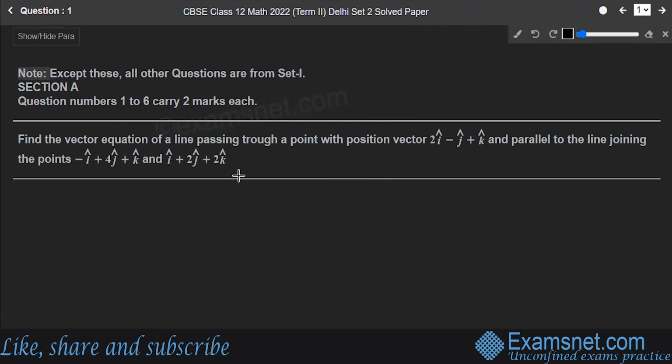So here we go with question number 1, a vector problem. We have to find the vector equation of the line passing through a point with the given position vector and parallel to the line joining these 2 points. Let's go.